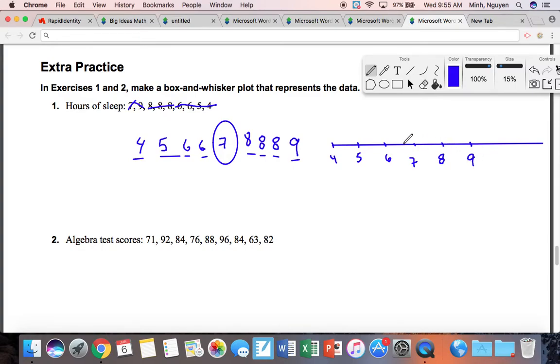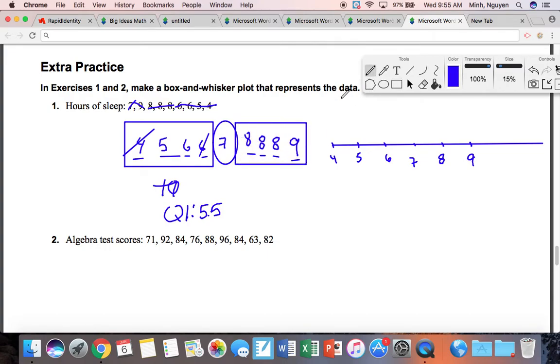To figure out the first quartile, I have to find the median of the first half. So Q1 is 5.5. Add 5 and 6, divide by 2. Q3 is just 8. So there we go on that.